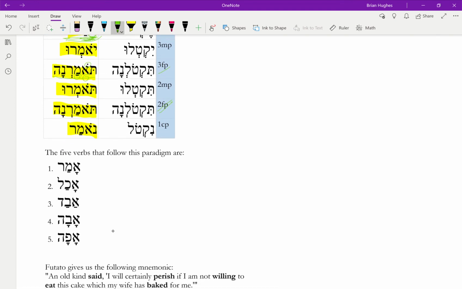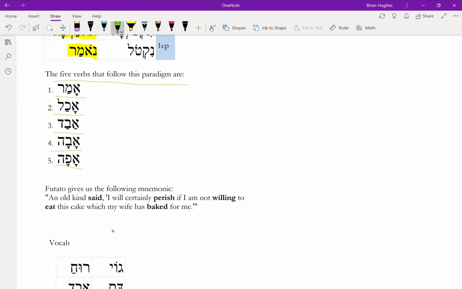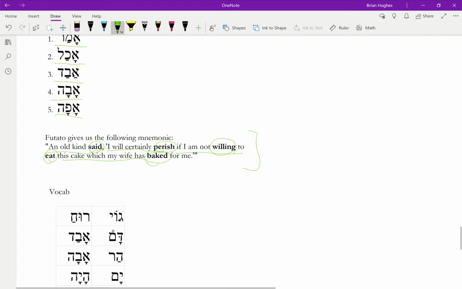Again, there are only 5 verbs that follow this paradigm. They are amar, to speak, achal, to eat, avad, to perish, ava, to want or be willing, and afa, to bake. And so Furtado gives us this mnemonic. An old king said, amar, I will certainly perish, avad, if I am not willing, ava, to eat, achal, this cake which my wife has baked, afa, for me. Now, that's not a particularly catchy mnemonic, but if you want to carry that story around in your back pocket, you can. And it'll include all those.